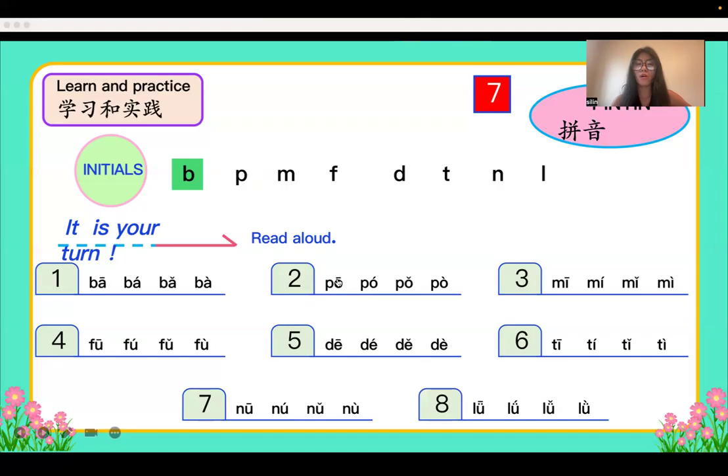坡 喔, and the first tone 坡, right? 坡 喔 坡. Okay. Second tone 坡. Third tone 坡. Last tone 坡. Okay, listen.